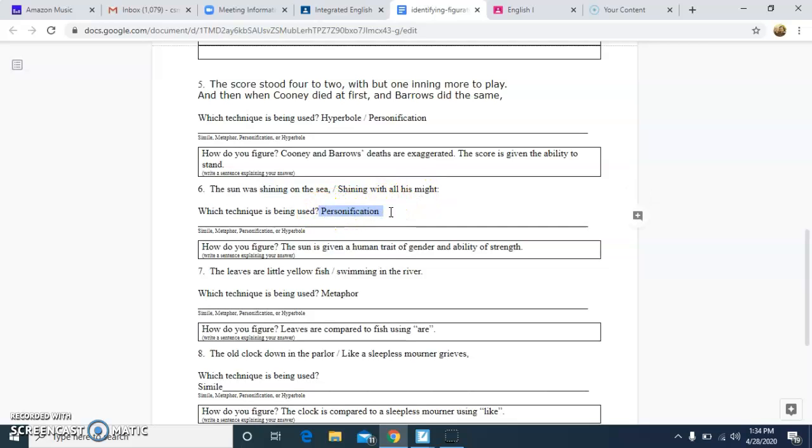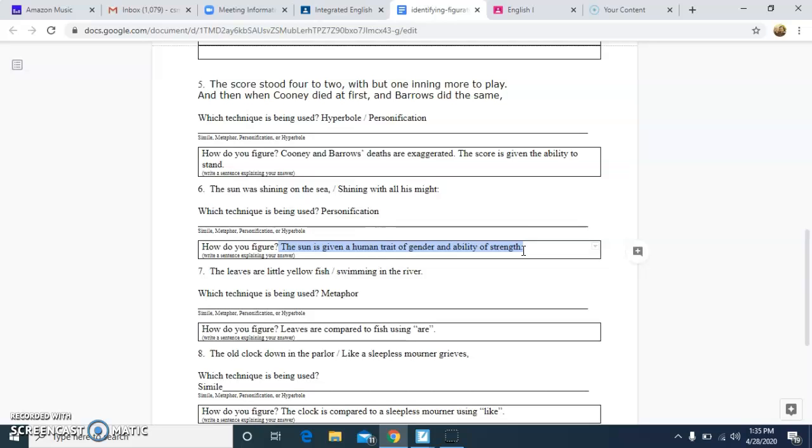The sun is given a human trait or a human ability of strength. And actually, a couple years ago, one of my students also said that with the pronoun his, it's also giving the sun the human trait of gender, which is also personification. So just make sure, again, you're on the lookout for these two things. But the big reason why it's personification is that the sun is given a human ability of strength.